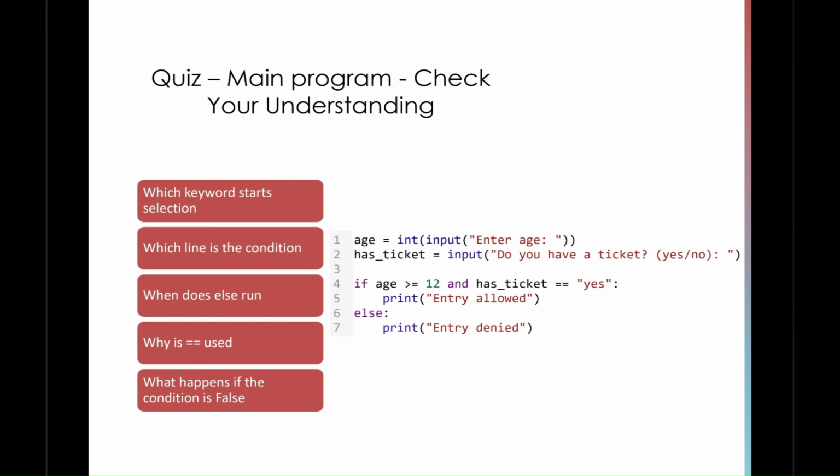Let's have a look at some quiz questions based on the main program. Question number 1. Which keyword starts selection? Question number 2. Which line is the condition on? Question number 3. When does else run? Question number 4. Why is equal equal used? And question number 5. What happens if the condition is false? Pause the video, have your answers ready, and we'll go through them shortly.